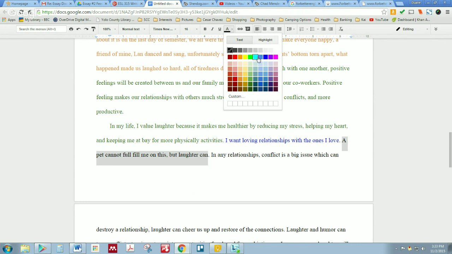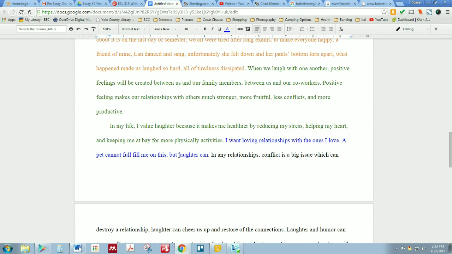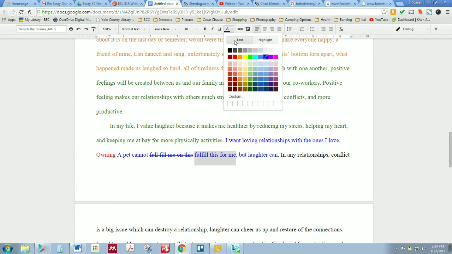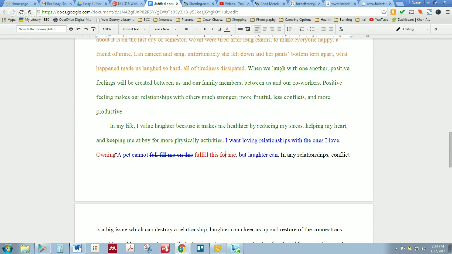This is definitely development, very good development, because you're, remember, not a pet, but owning a pet. Owning a pet cannot fulfill me on this, and I'll correct this grammar, fulfill this for me. My correction, but laughter can. This is very good development because it reminds the reader that she's contrasting laughter with owning a pet.